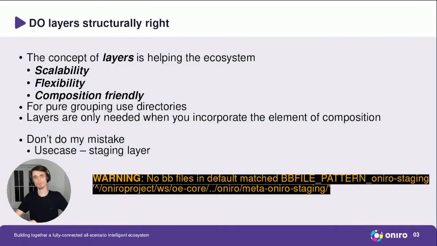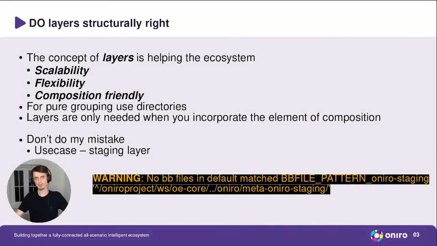The first do I'm going to talk about is do layers structurally right. In Yocto, we have this concept of layers, and this concept helped a lot the ecosystem by providing at least 3 fundamental features, and that is scalability, flexibility, and composition. Now the thing is, layers are not the answer for any structural need. If you're only concerned about pure grouping, you can use simple directories. If you're not concerned about the composition aspect, most probably you're not in for a new layer.